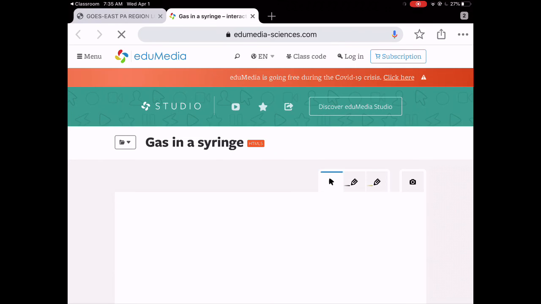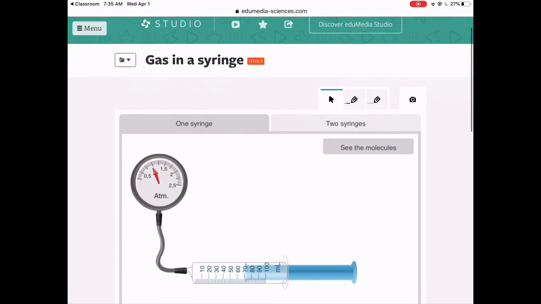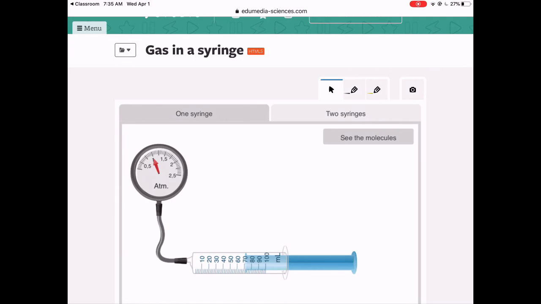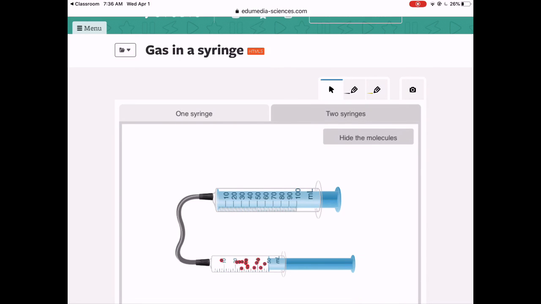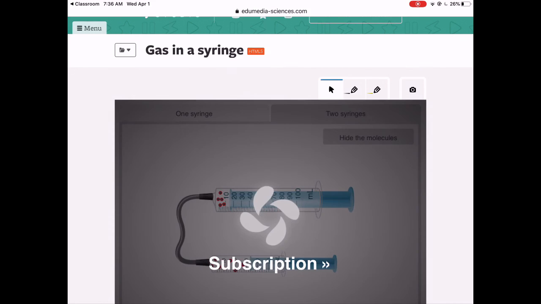For the gas in a syringe, you'll go to this site called Edumedia, and you have a few moments before they ask you to log in. And as you see, I have the login information included with the link. When you get there, you can show the molecules by hitting that button. You'll get to see them dance around. And then close the syringe and see what happens with the gauge. Observe what happens to the spacing of the molecules as you compress the syringe. Then go to two syringes, and as you're squeezing the one in, watch what happens to the other one.